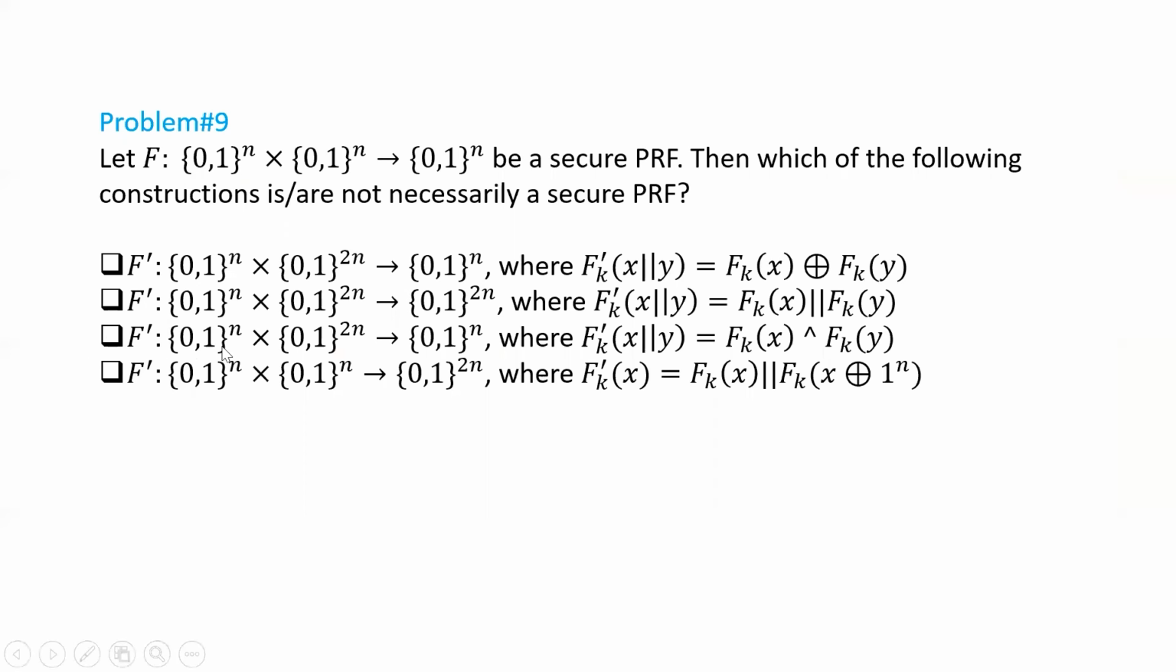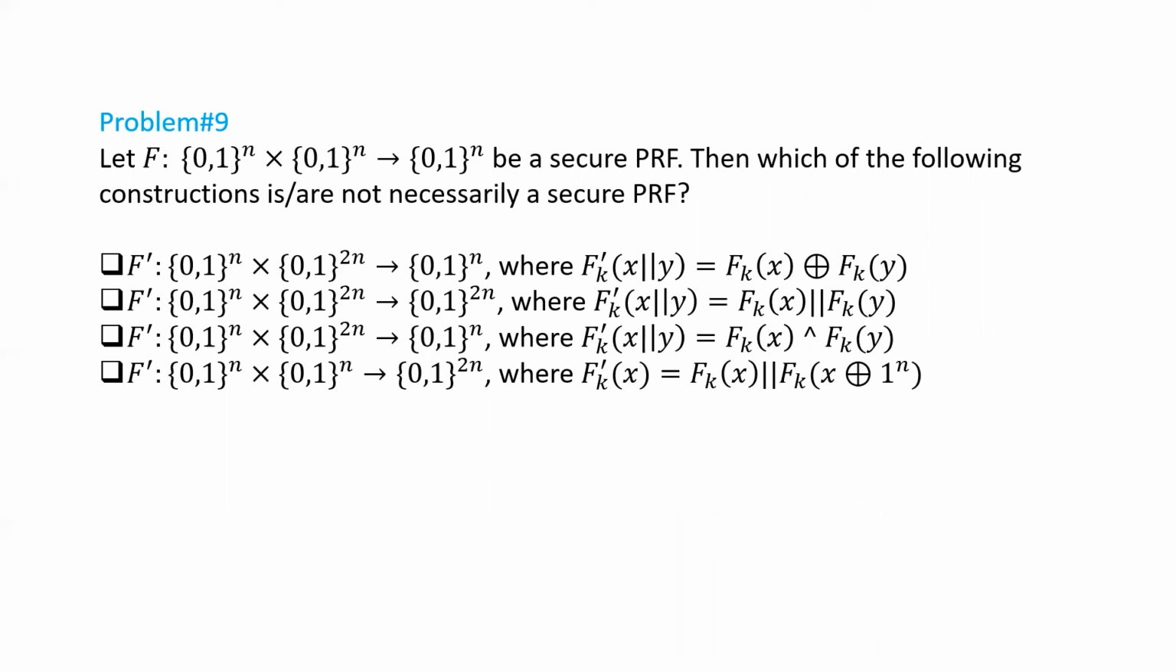The third option: here F dash is constructed with key length n, input length 2n, and output length n. Fk dash of x concatenated with y is defined as Fk of x ANDed with Fk of y. Now, this symbol is AND, the logical AND operator.